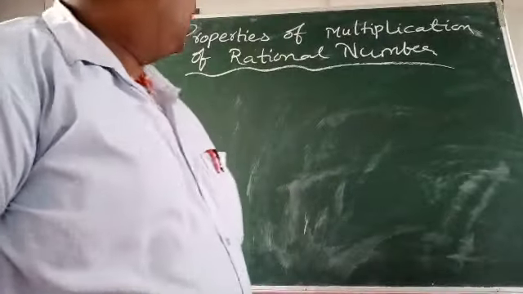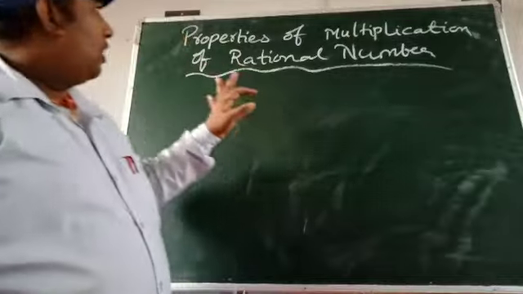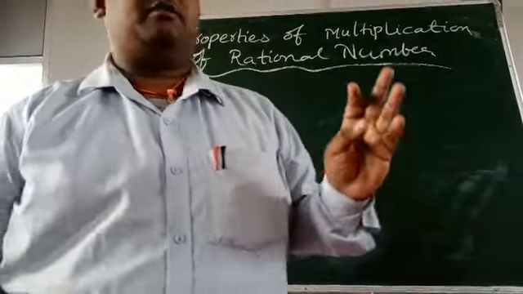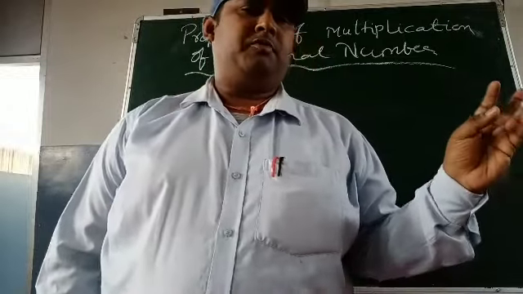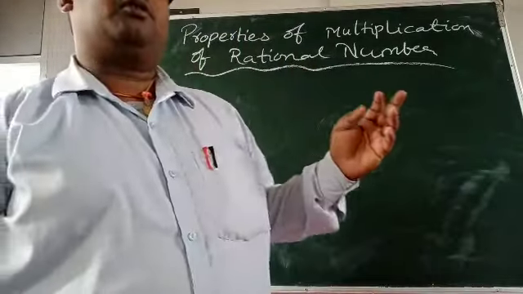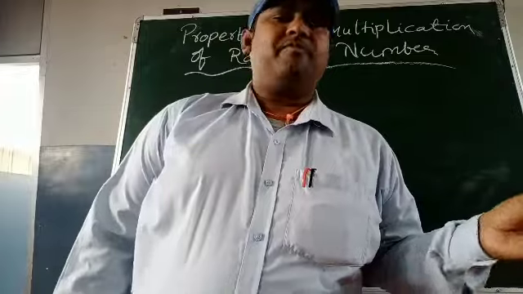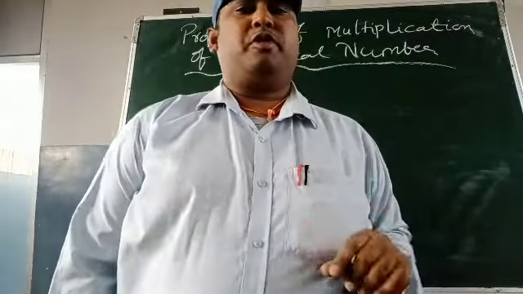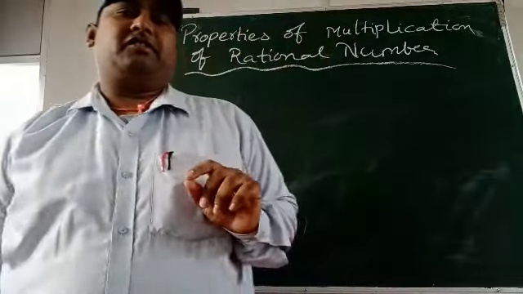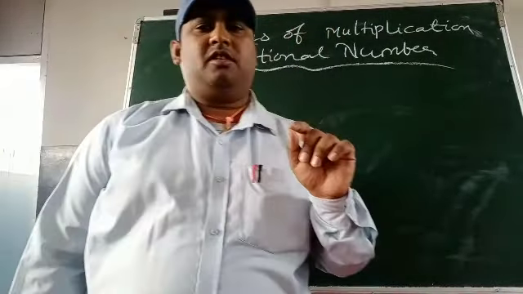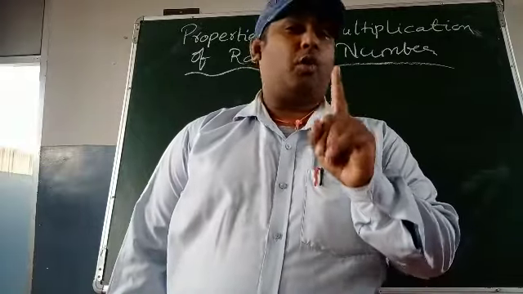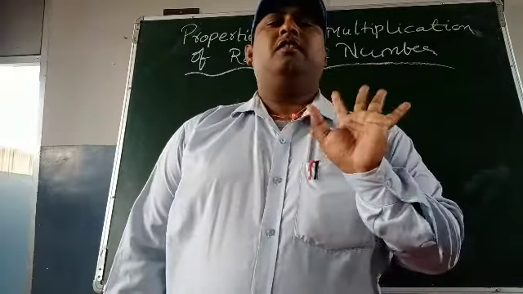So, students, as we know from the topic properties of multiplication of rational numbers, we have seen in the addition of rational numbers some properties which will continue here also: closure property, commutative property, associative property. One new property you will learn in multiplication of rational numbers: the distributive property of multiplication over addition and over subtraction.